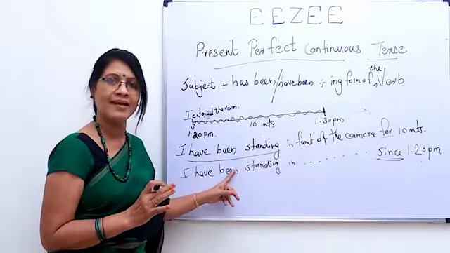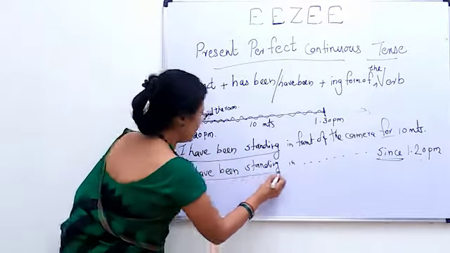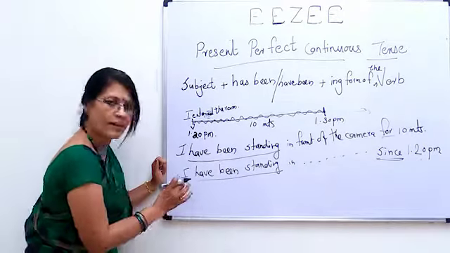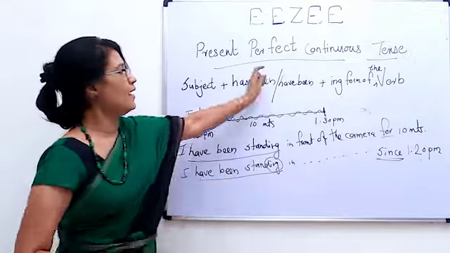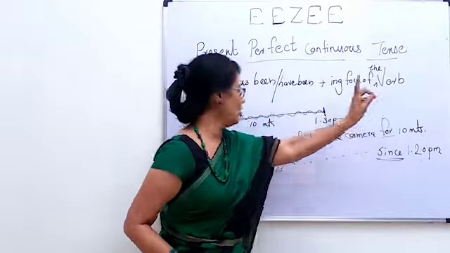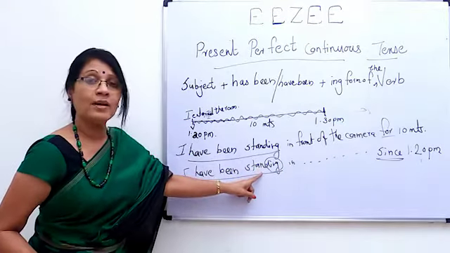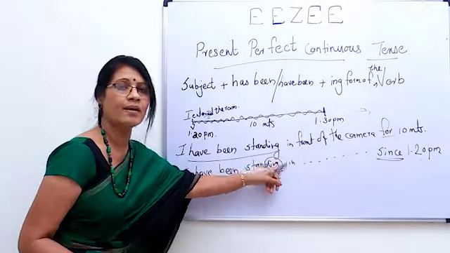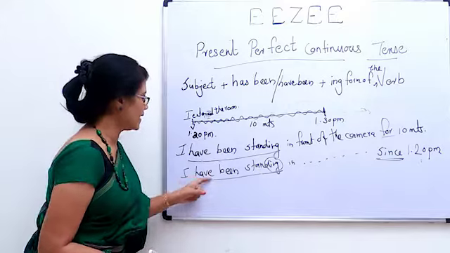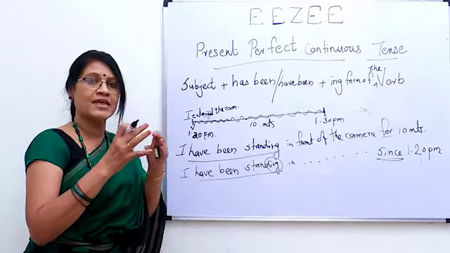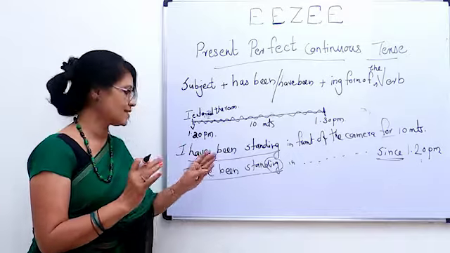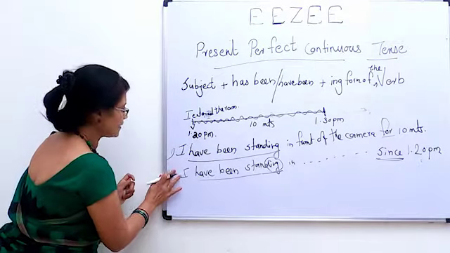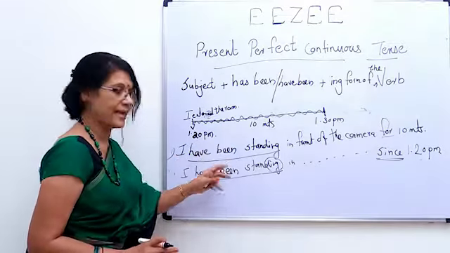So I think you got the idea. I have been standing. See, have been, because that's I. This is not a third person singular, so I use have been. Here, ing form of the main verb. The main verb is stand. Stand plus ing, standing. This indicates that it's a continuing process. And have indicates the perfect. I told you, it's a mixture of present perfect tense and present continuous tense. So both sentences' meaning is the same.